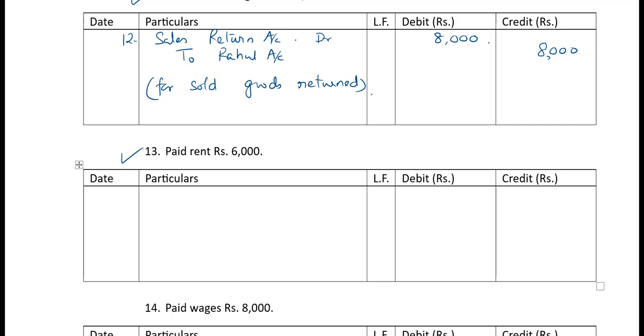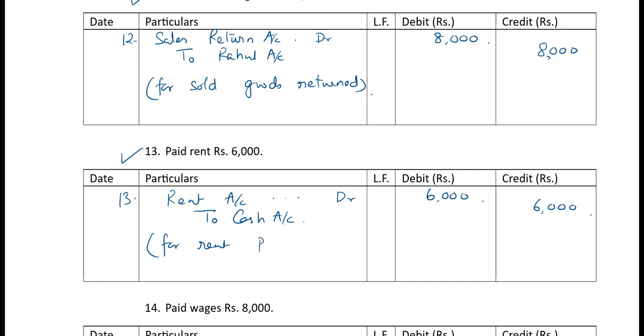13th transaction, paid rent, 6,000 rupees. Now the business is paying an expense. The name of the expense is rent account. There's an increase in expense, so we debit the rent account with 6,000 rupees. The other account involved is cash account. Cash is an asset and there's a decrease in the asset account. So we credit cash account with 6,000 rupees. Narration for rent paid.